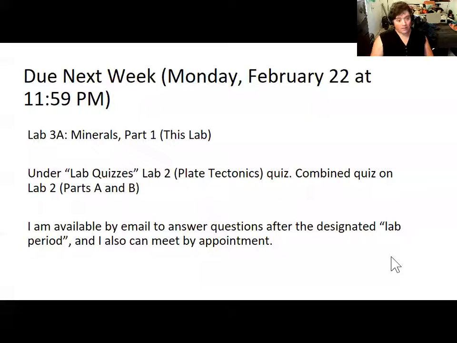There is also a lab quiz on the 2 plate tectonics labs we did. Just as with the quiz you had on maps, it's going to be a review quiz. You are welcome to look at lab 2, and it's a short quiz. That's due before next week as well.